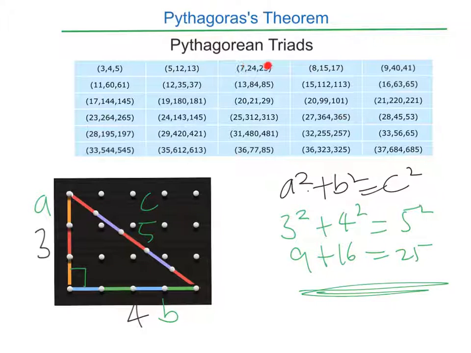All of these numbers at the top here that are in brackets are Pythagorean triads. If I try any of those, a squared plus b squared equals c squared, they'll all work. They'll all satisfy this equation. The left-hand side will equal the right-hand side.